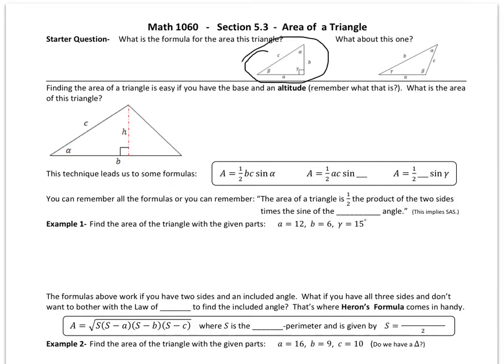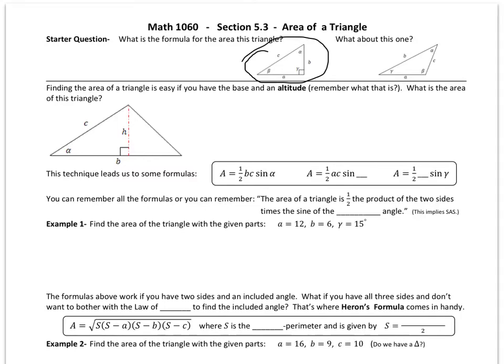Yeah, it's 1/2 base times height, right? 1/2 the base times the height. Okay. Now, what about the next one? Now we have a little bit of a problem, right? So what we're going to do today is we're going to develop, or we're going to give you formulas so you can find the area of any triangle. Okay. Doesn't have to be a right triangle.